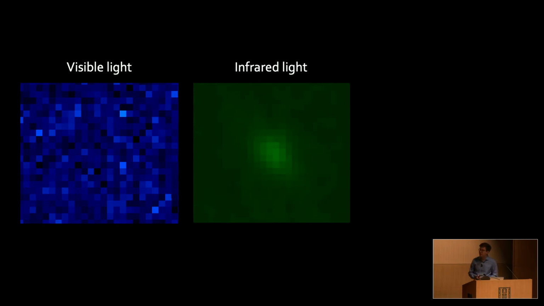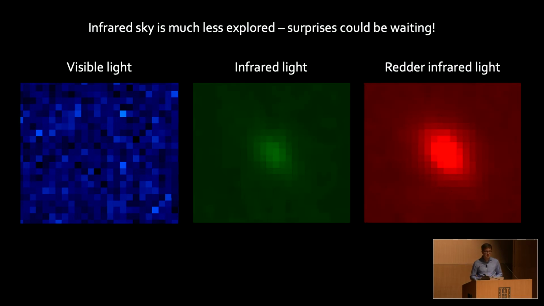In visible light, you really don't see anything at all. As we move to infrared light, the galaxy starts to appear. And when we look at even redder infrared light, the galaxy is actually quite bright. So that's a very distinctive signature. And it's really what makes it possible to find the needle in the haystack, so to speak. And because the infrared sky is much less well explored than the sky in visible light, the kind we see with our eyes, I thought it was possible that there could be some really spectacular things out there, still waiting to be discovered.